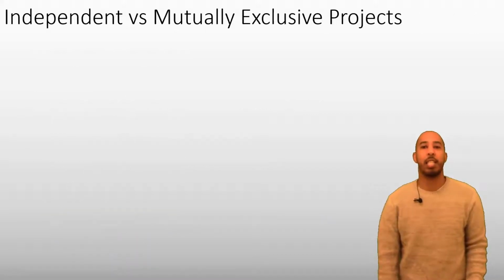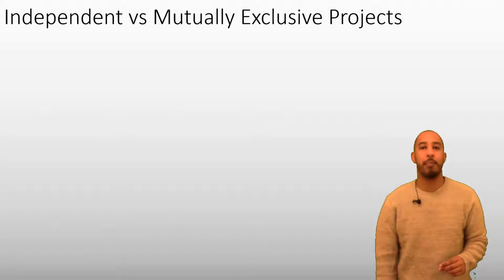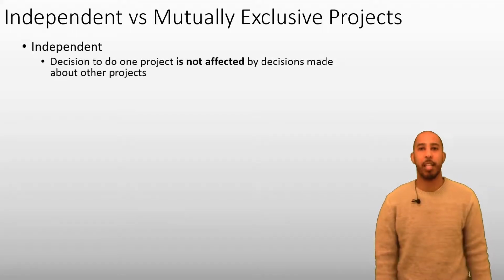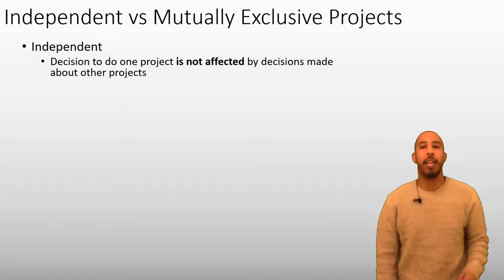Before diving into the decision-making process, we need to distinguish between two different types of projects: independent projects and mutually exclusive projects. Differentiating between the two types is going to play a role in the decisions we eventually make. First, independent projects. A project is considered independent if our decision to undertake it is not affected by other projects. The decision can be made completely independent of other projects.